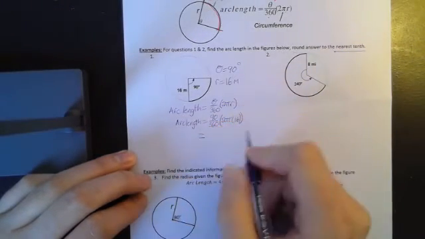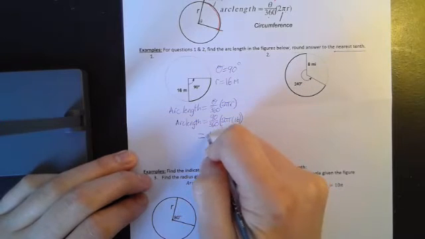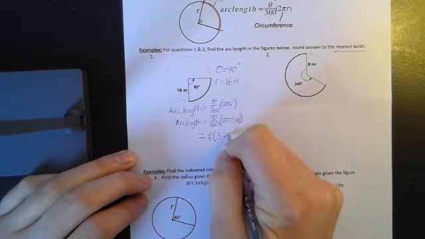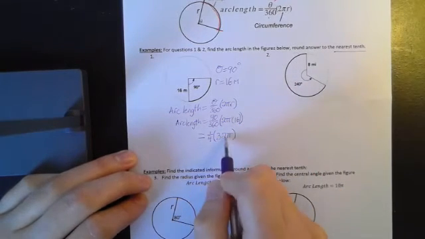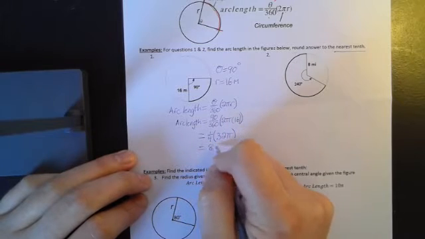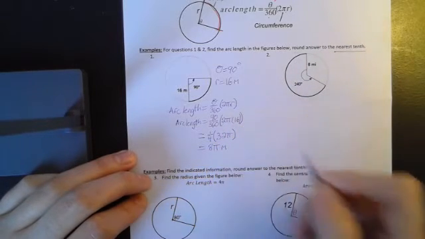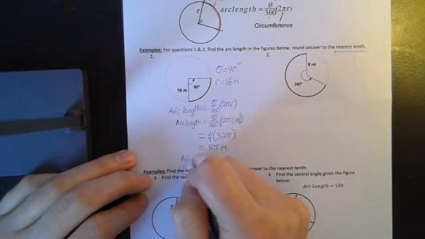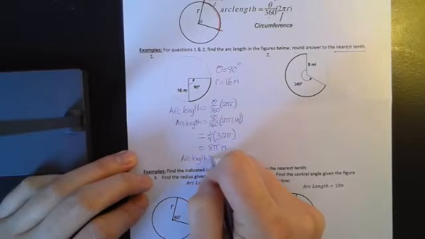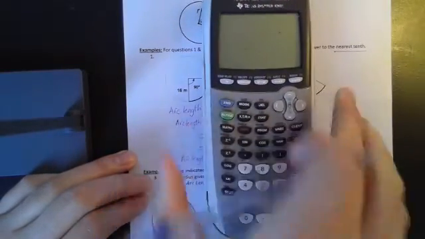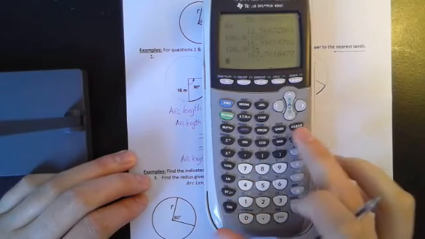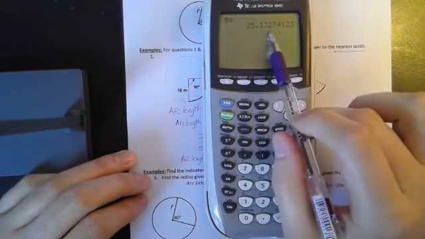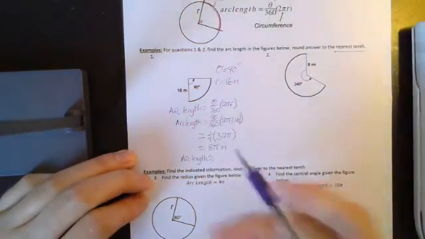But to find the exact, what we're going to do is simplify. So 90 over 360 is 1/4. I'm going to combine 2 times 16, which is 32 pi. And then 1/4 times 32 is 8. So my exact answer is going to be 8 pi meters. But again, we're asked to round to the nearest tenth. So I'm going to find my approximate arc length by plugging 8 pi into a calculator. So 8 times pi gives us 25.13, so 25.1 meters.